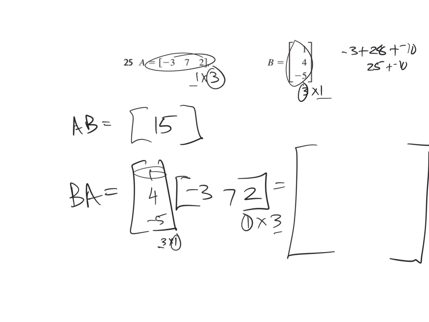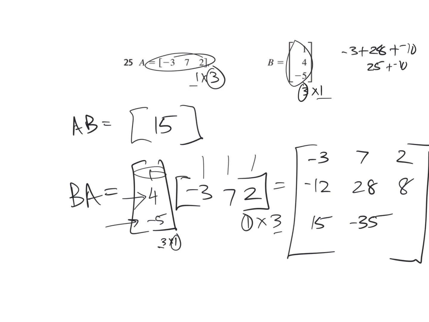All right, so let's do this. Row 1 times each column. 1 times negative 3 is negative 3. 1 times 7 is 7. 1 times 2 is 2. Then the second row times each column. 4 times negative 3 is negative 12. 4 times 7 is 28. 4 times 2 is 8. And then the third row, negative 5 times each column. Negative 5 times negative 3 is 15. Negative 5 times 7 is negative 35. And negative 5 times 2 is negative 10. Crazy how the two are different.